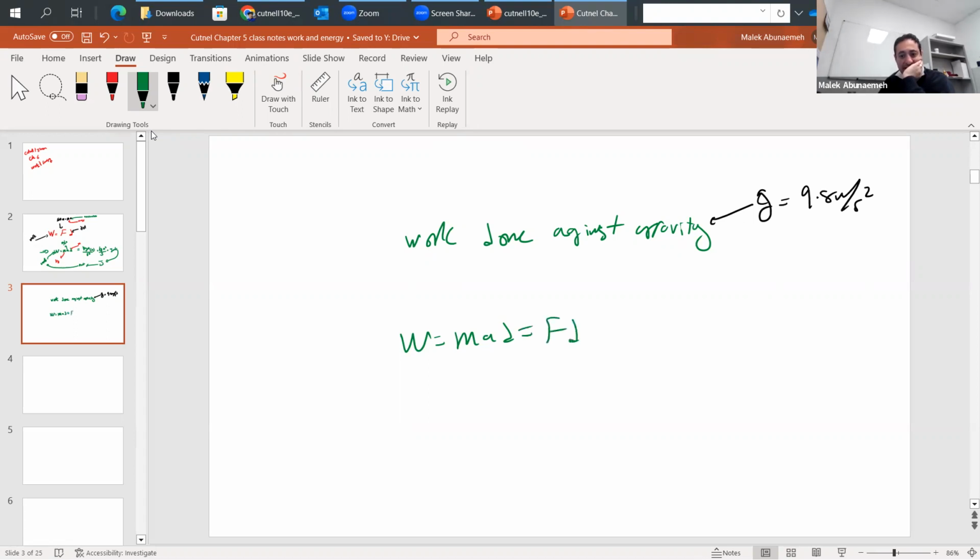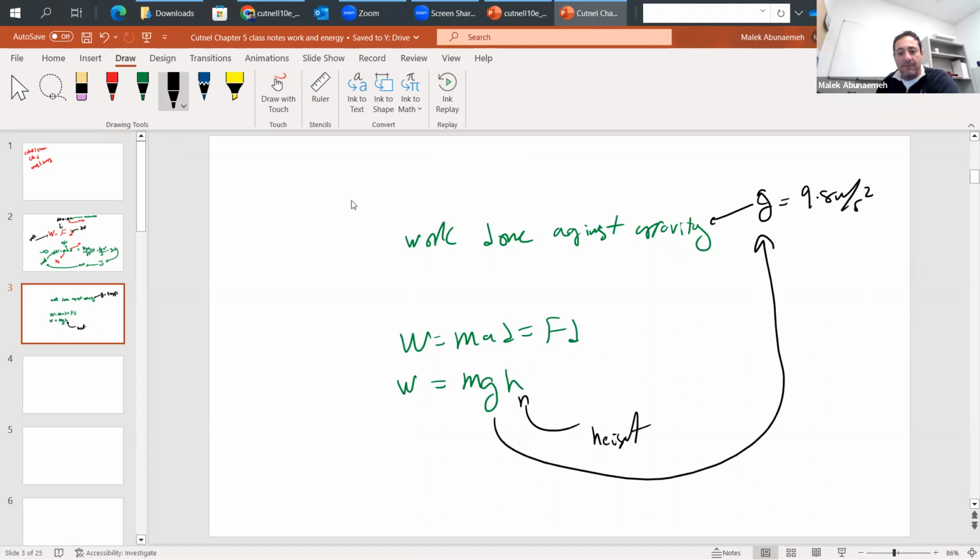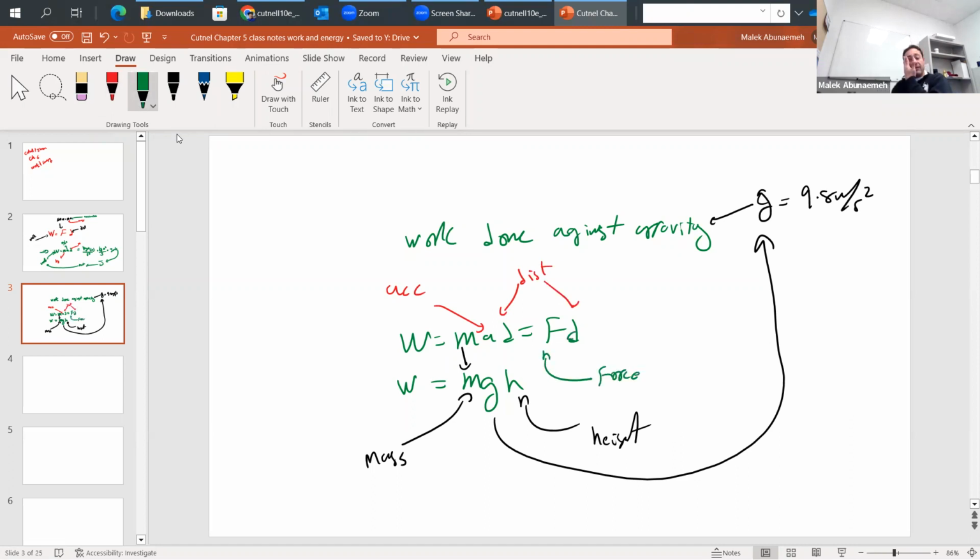So your work, which was equal to mass times acceleration times distance, which is your force times your distance, is going to become, you work against gravity, your mass times your gravity times your height. This is your gravity. This is your mass. Let me go and label this as your acceleration and this as your distance, and this as your force. Make sure that you do that.